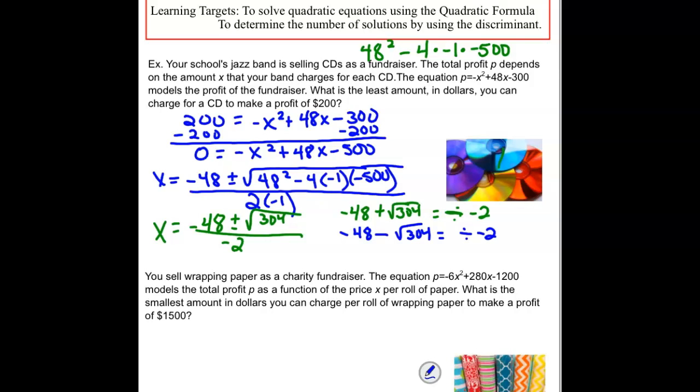Okay, so for the top one, using the plus sign in between them, check on your calculator. You should be getting a total of 15.28. Since we're talking about money, we'll just go ahead and round to hundredths, 2 decimals. And then if you do the second one, you should have ended up with 32.72. Now the question asked for what is the least amount in dollars that we can charge for the CD. So the smaller number would be this 15.28. So my final answer would be I would charge $15.28 for each CD.